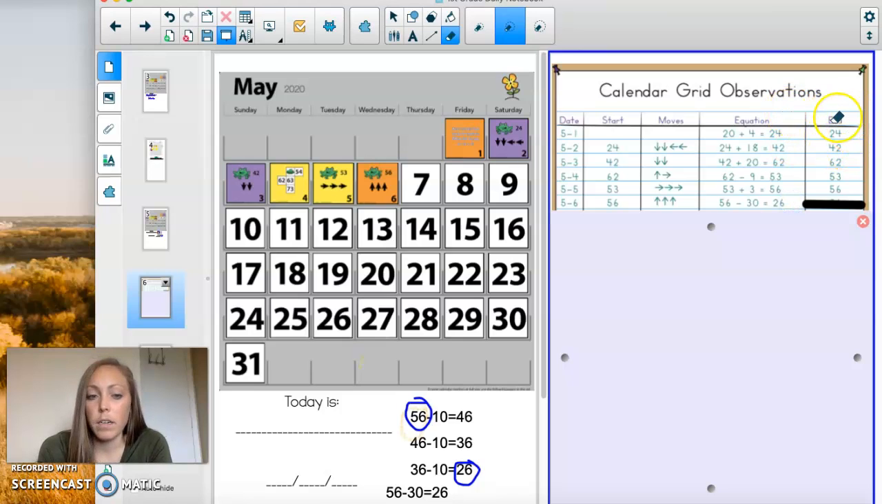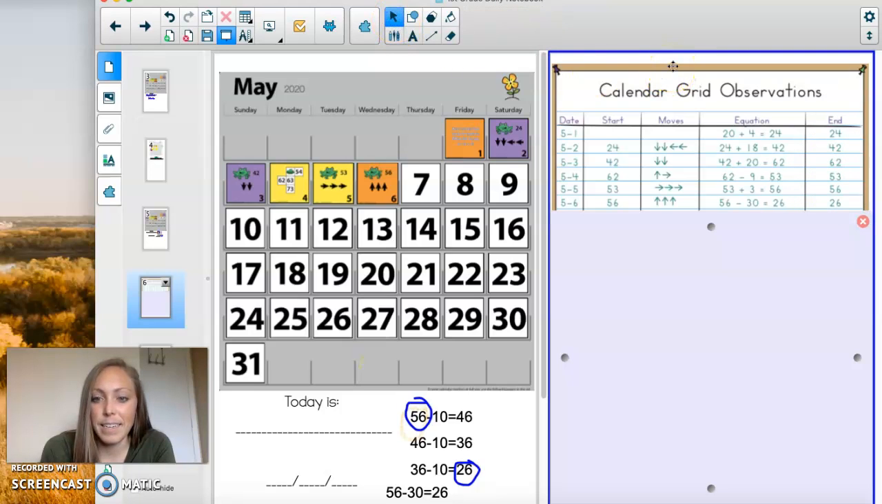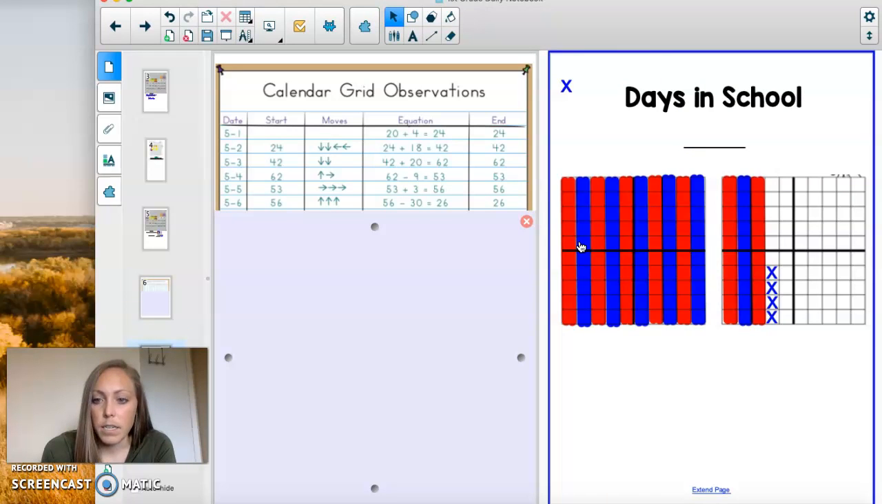Now lastly, where did he end? I'll give you a clue. Look at the number that you colored in today on your hundreds chart. That's where he ended. Did you say 26? That is where he ended. Good job, friends. All right, next on our schedule today is counting the days in school.